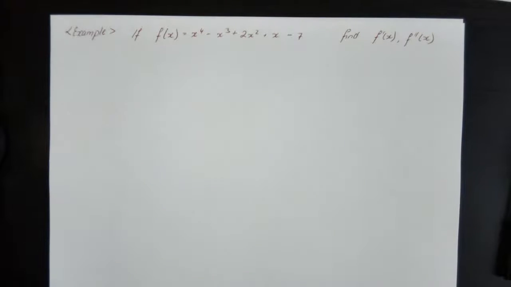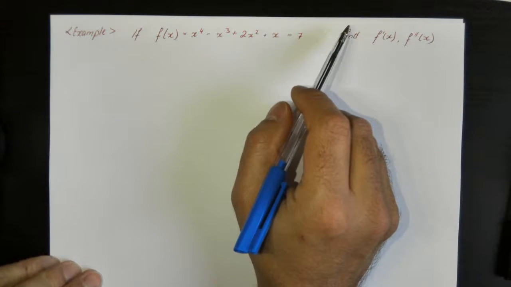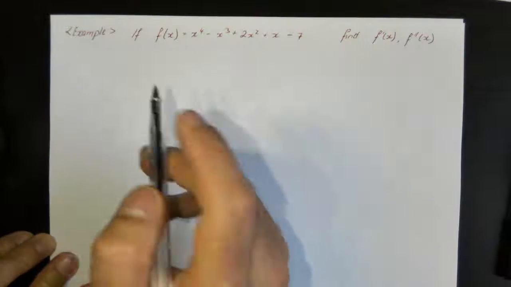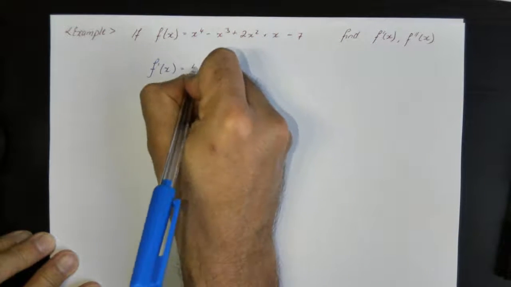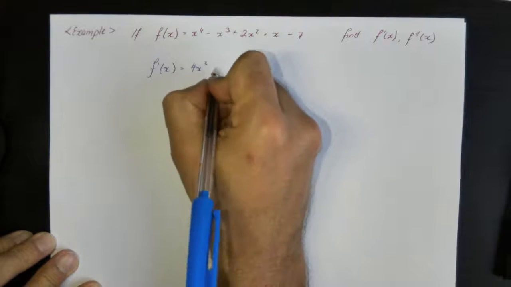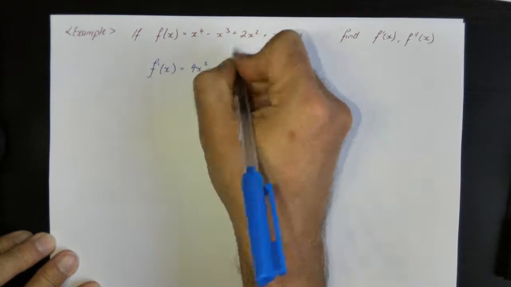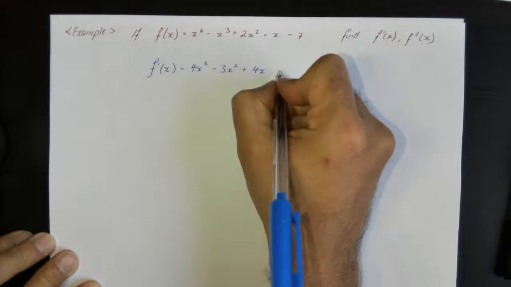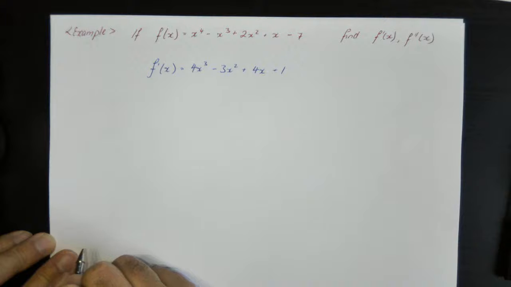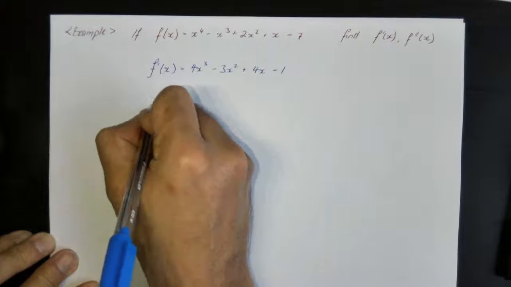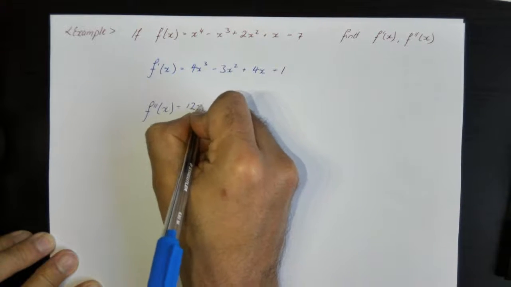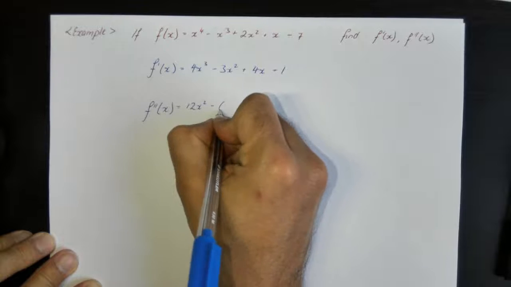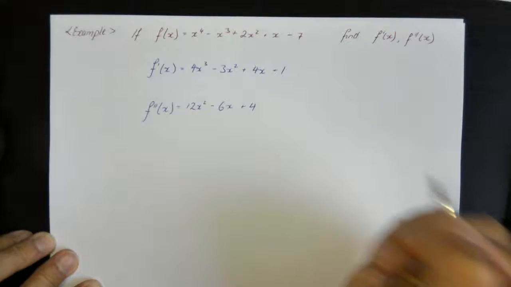So here we go. If we have f of x equals x to the power 4 minus x cubed plus 2x squared plus x minus 7, we want to find f dash of x, and then we want to find f double dash of x, so the first and second derivative. Well, for the first derivative, bring the power down, reduce the power, for each term. Obviously, then we want to differentiate that again. 3 times 4 becomes 12x squared. That becomes minus 6x plus 4.